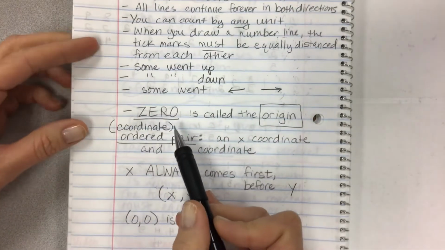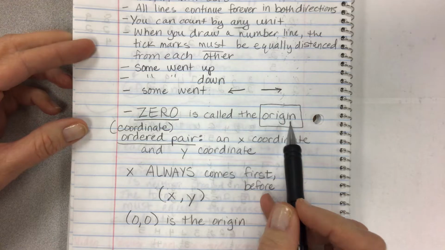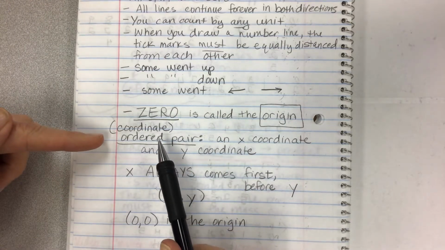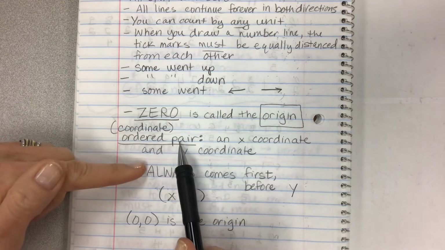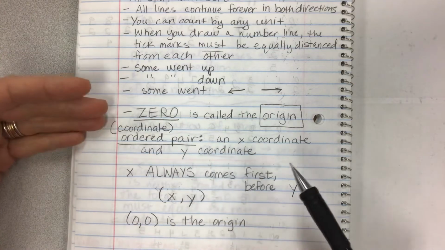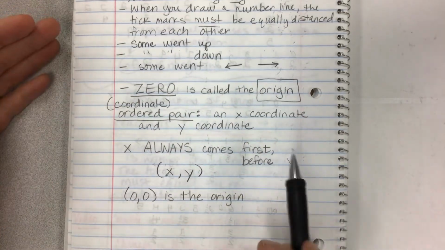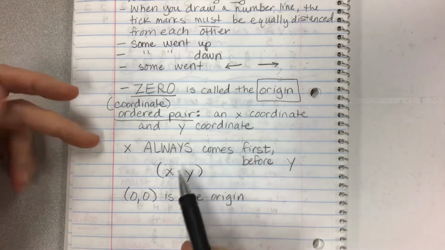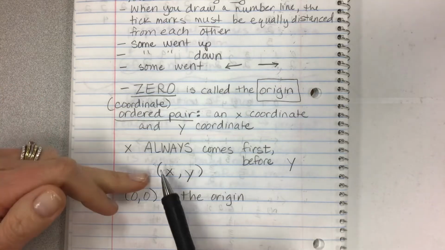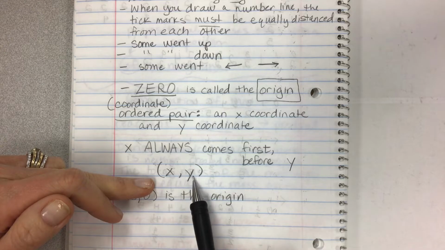Another important vocabulary word, 0, is going to be called the origin. The origin is where things begin, okay? And another important vocabulary term is we're going to use this coordinate pair. Sometimes you'll see it written as ordered pair. And we're going to be using X and Y all the time. There's going to be an X coordinate and a Y coordinate. Now remember, in your alphabet, X always comes first before Y. And when you write your coordinate pair, it's going to be X first, then Y.